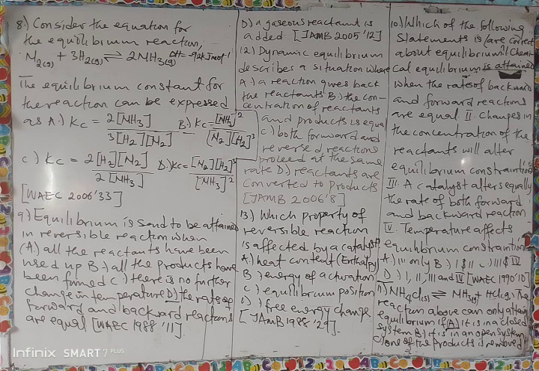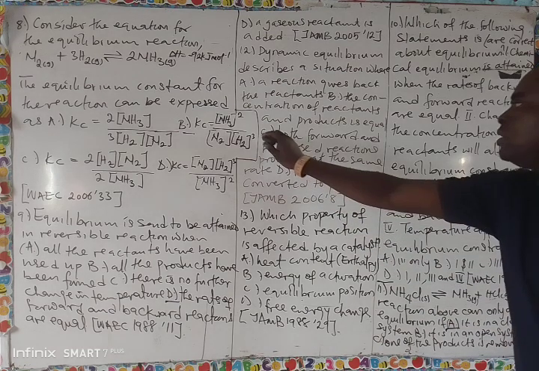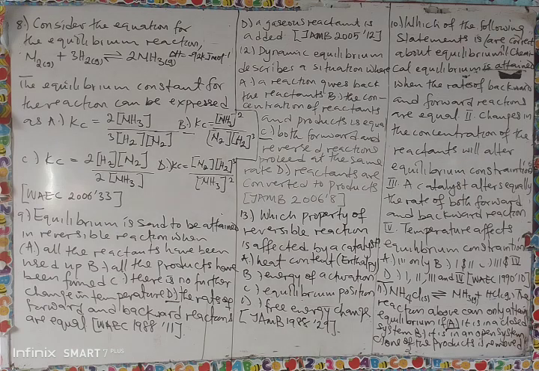Now, number 12. Dynamic equilibrium describes a situation where what happens? A reaction gives back the reactant. No, I didn't tell you that. The concentration of reactants and products is equal. No, they must not be equal, but they must remain constant. Both forward and reverse reactions proceed at the same rate. That is the answer. They must proceed at the same rate. R1 must be equal to R2.